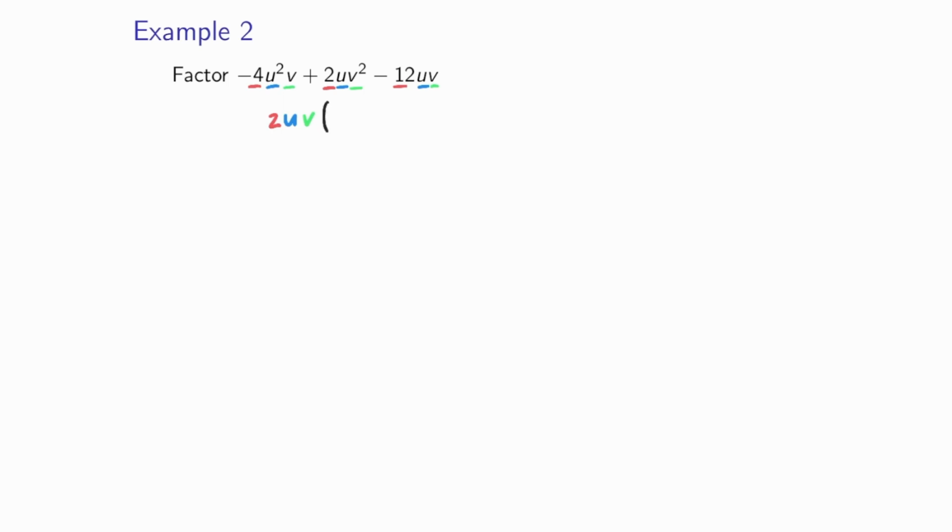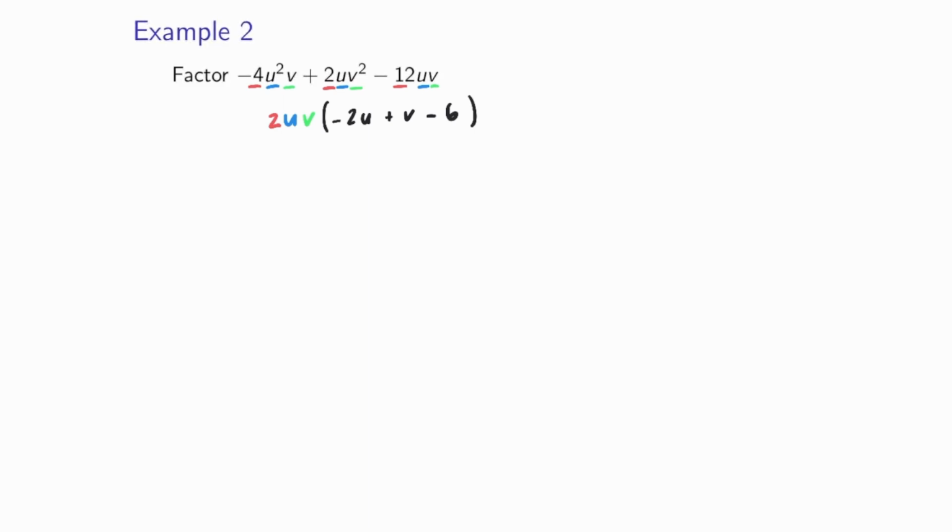And now we have to just look at each term and see what's left once we factor that out. So what would I multiply 2uv by to get -4u squared v? Well, I should have a factor of -2 left, a factor of u, and then no factor of v. Okay. For the second term, we factored out 2uv from 2uv squared, so the only thing left over will be a factor of v. And from the last one, 2 times negative 6 would give me negative 12. So maybe I can just put a negative sign here instead. And then we factored out a power of u and a power of v, so that's all we have left.